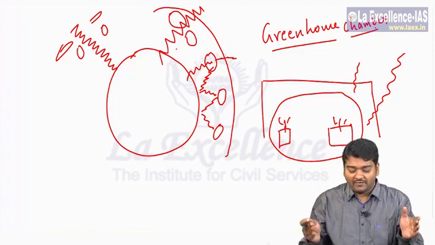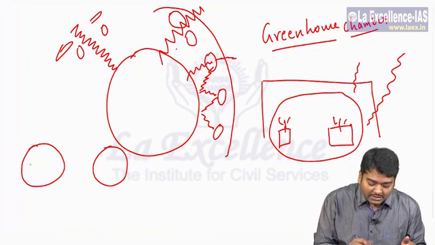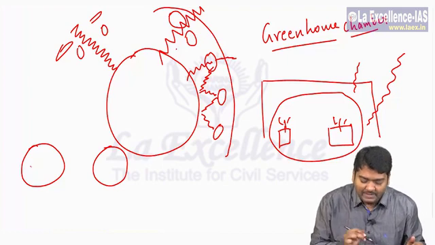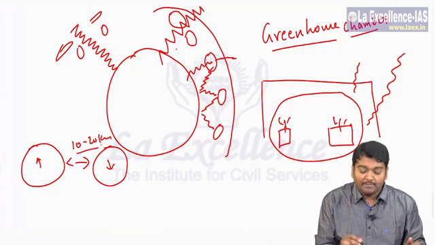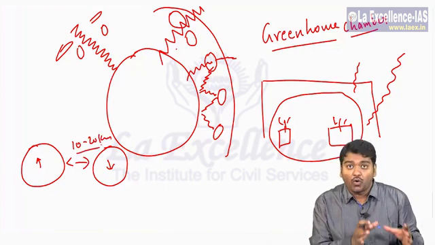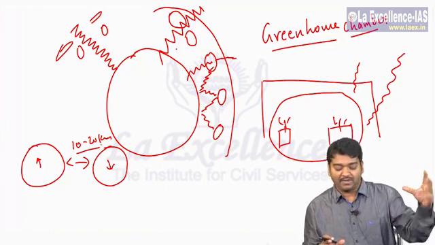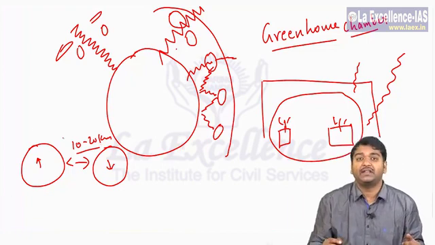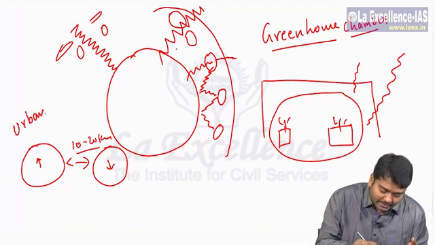So, if you have a city and a village nearby, the temperature during night in the city will be more. In the village, it will be less. Even though the difference is just 10 to 20 kilometers, the reason for this is the concrete roads and all trap more sun's rays and do not allow them to escape. Whereas in villages, it allows them to escape. Because of this, the urban areas experience more temperature. We call it urban heat island.